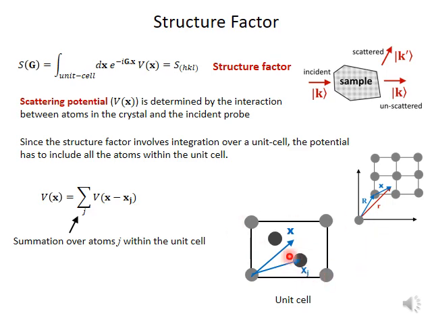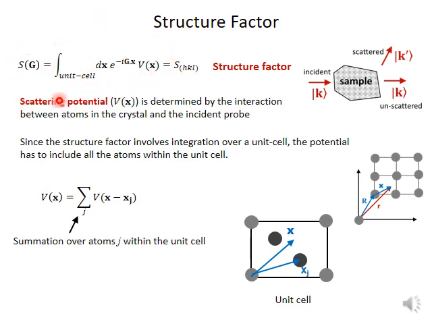This would be just the potential due to one atom, but then you can sum over all the atoms within the unit cell. For example, if you have a BCC unit cell, you would have to sum over two atoms, because a BCC unit cell contains two atoms, or two lattice points if you have one atom on each lattice point. And an FCC crystal would have four terms in this summation. So once you find this potential, sum over all the atoms, and then put that potential in here, do this integration, and you would get your structure factor.